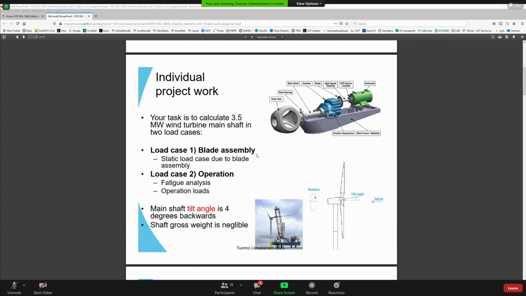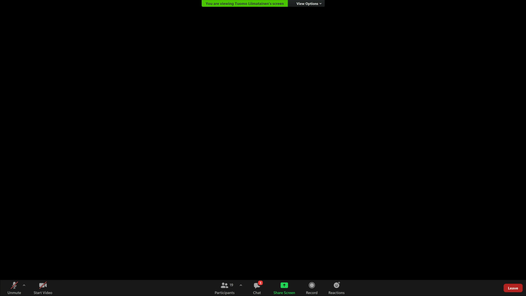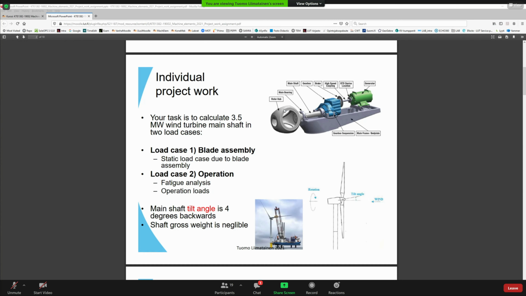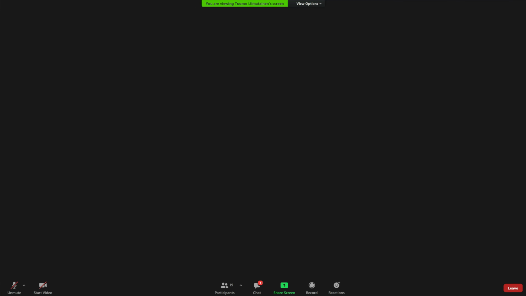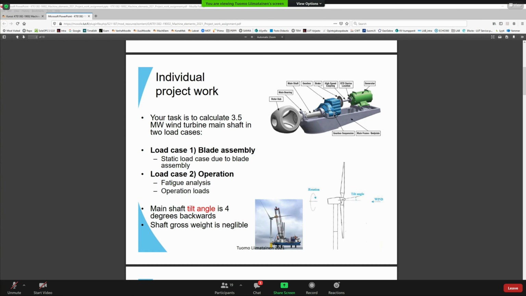Okay, but for the project work, your task would be to calculate a main shaft for a 3.5 megawatt wind turbine. So the construction of a wind turbine is as shown in the picture here. There's a rotor hub, which is used for fixing the blades. After that, there's the set of main bearings, 2 of them, and between those, there's the main shaft. After the main shaft, there's usually a gearbox, and then a brake, and then a generator.